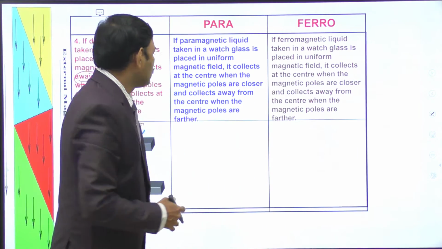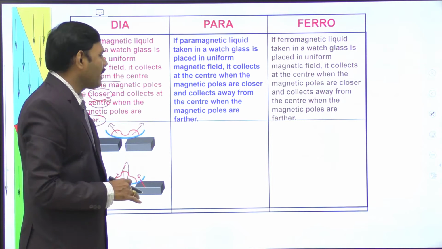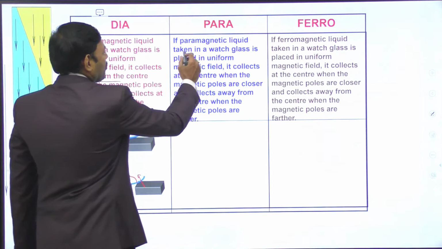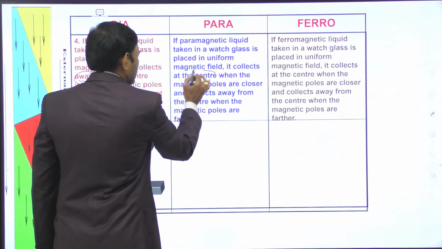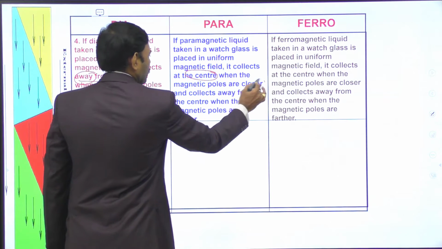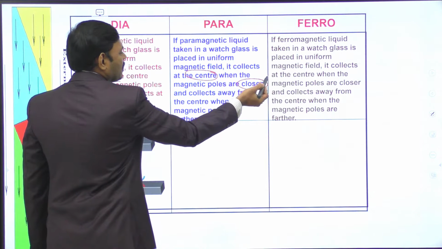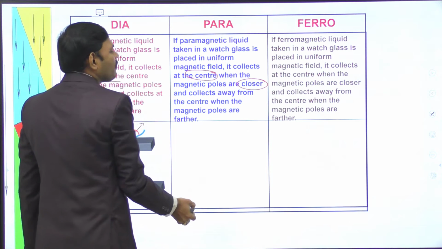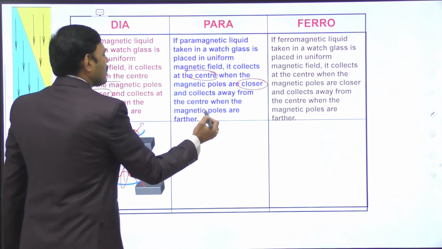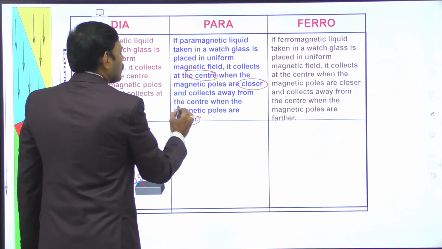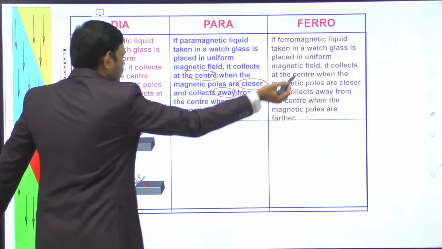The opposite phenomenon will happen in para and ferro, because para and ferro are attracted by the external magnetic field. So when a para or ferromagnetic liquid is taken in a watch glass and placed in a uniform magnetic field, it collects at the center when the magnetic poles are closer, because it is attracted. Paramagnetic as well as ferromagnetic substances are simply attracted by the external magnetic field. When the magnetic poles are farther away, it collects outside.